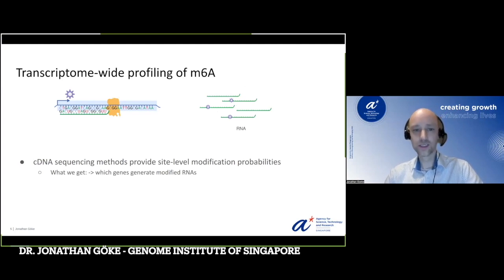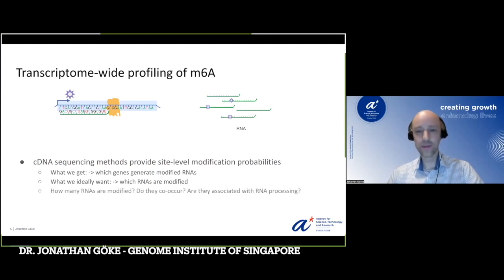But what we actually want to know is more the picture here on the right. We want to know which RNAs are modified. Well, that's slightly different, but if we find out which RNAs are modified, then we can ask questions like how many RNAs are modified? Do these RNA modifications co-occur? And are they associated with RNA processing?